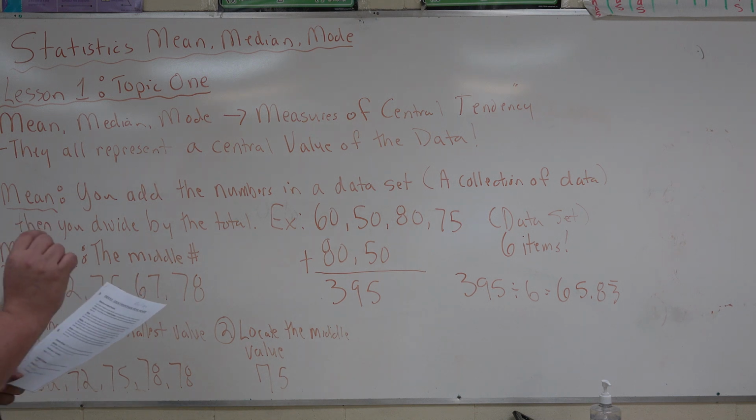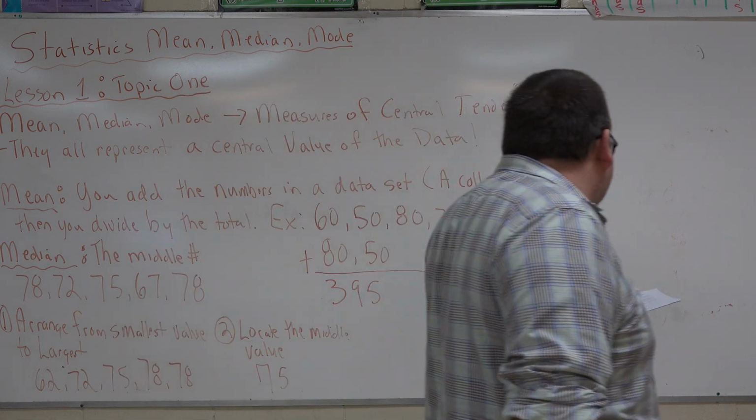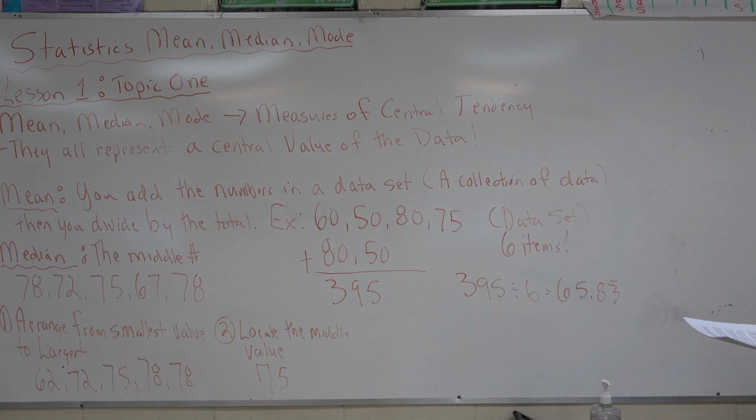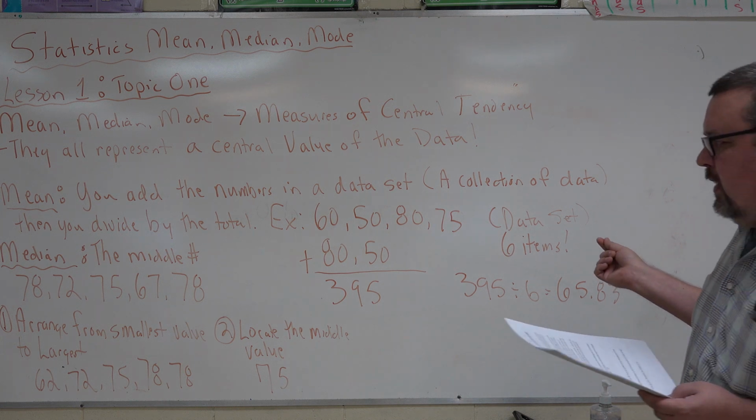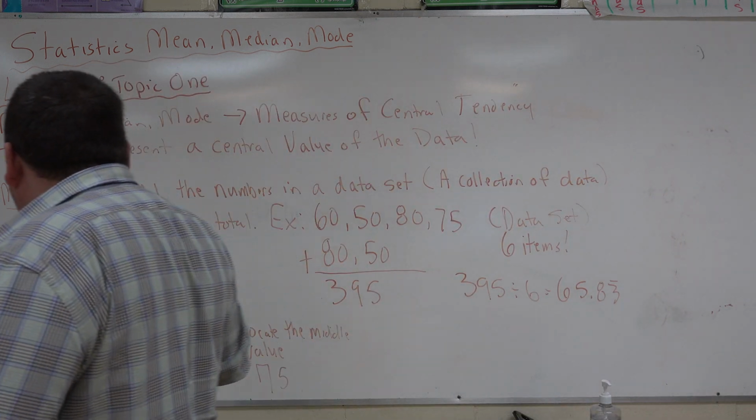Now there's a line above the 3 here, and that represents the fact that it repeats. For the repeating decimal, I don't want to show it as 83333, so I put the line there. I stop it at 2 decimal places.